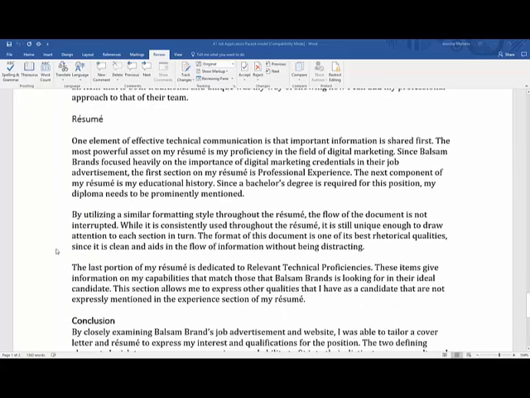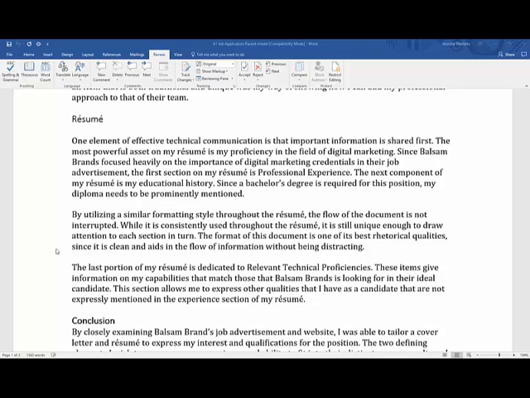So she talks about organization primarily. One element of effective technical communication is that important information is shared first. And that's her claim: the most powerful asset in my resume is my proficiency in the field of digital marketing. And then she goes into why she chooses to include her experience as her first section instead of her education. She gives her education because it's required for the position, but she really needs that experience to be highlighted more fully because it's more important to the reader.